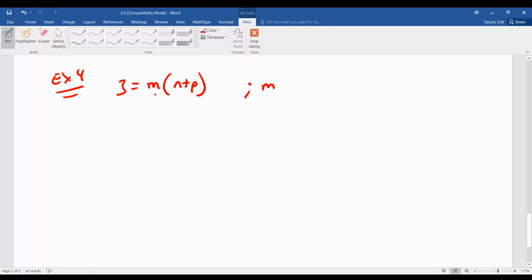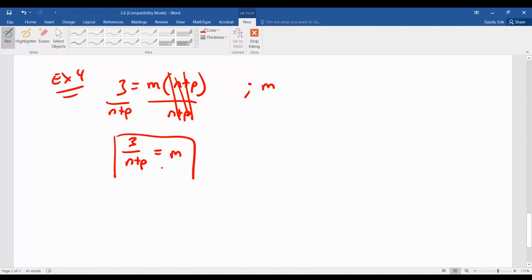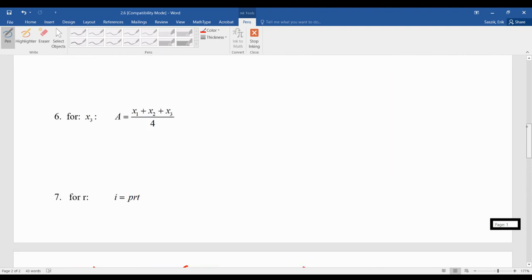What does it mean when m is next to this parentheses? It means you're multiplying by this n plus p, right? So the opposite of multiplying by n plus p is to divide by n plus p. And that just cancels out. And we have 3 over n plus p equals m. We're actually done. Okay? So I'm going to go to this worksheet now.